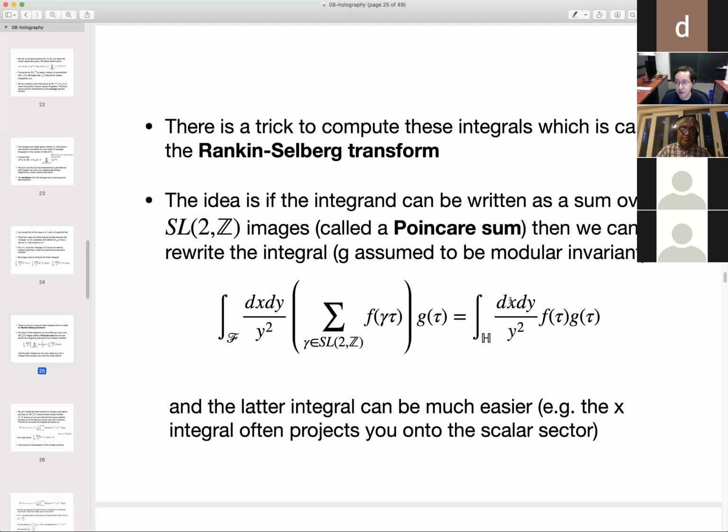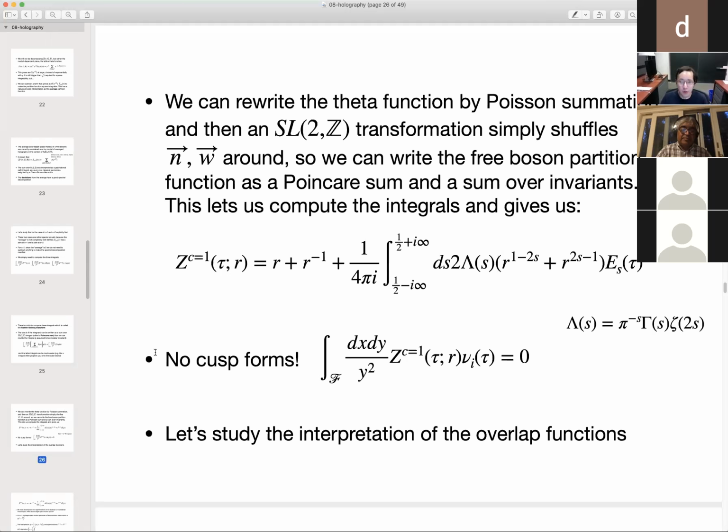It'll essentially just reduce to a Mellin transform. So if anyone is interested, I'm happy to talk about this trick in more detail. But very quickly, it turns out we can rewrite the theta functions to look like a sum over SL2Z, and it allows us to do the integrals. So I'm just going to tell you what the answers are.